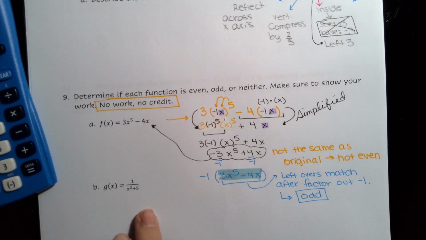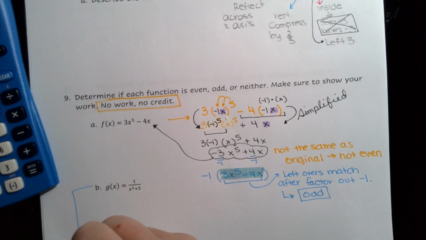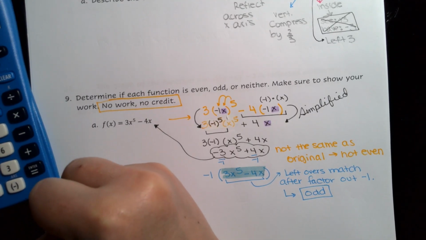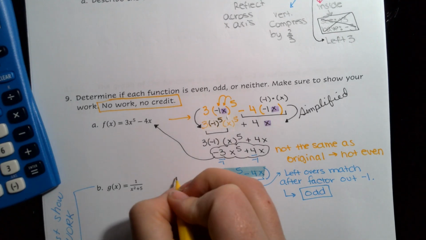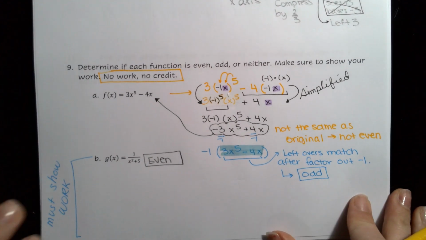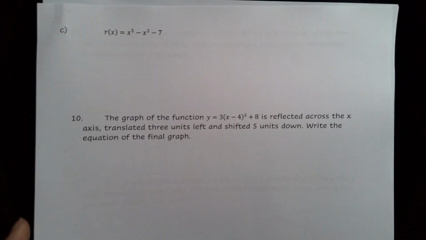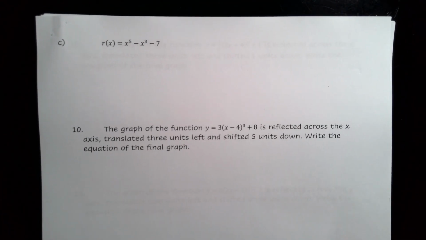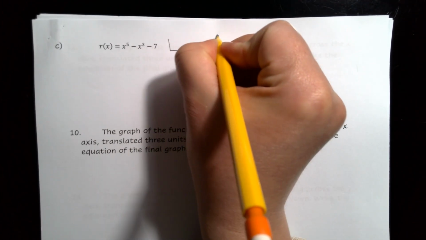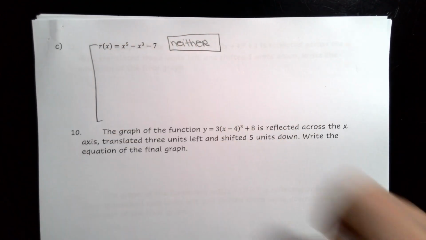You're going to do the same thing here. I am going to write the answer. You must show work for credit. The answer for this one is that it is even. But again, no work, no credit on the test or on your homework. And for C, once again, it is being asked odd, even, or neither. I am going to give you the answer. This is going to be a neither, neither, neither. And again, must show work for credit.